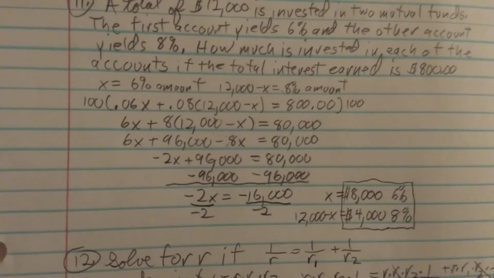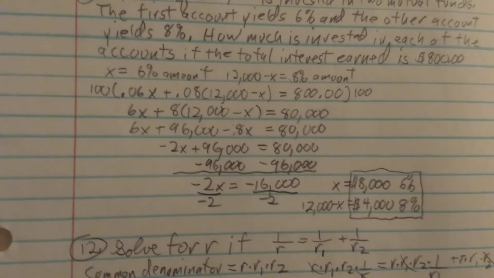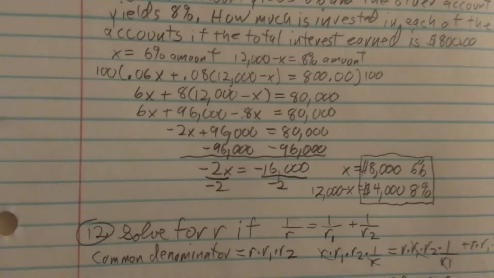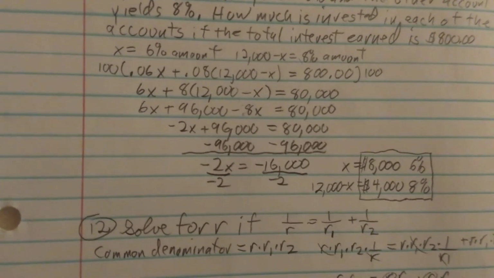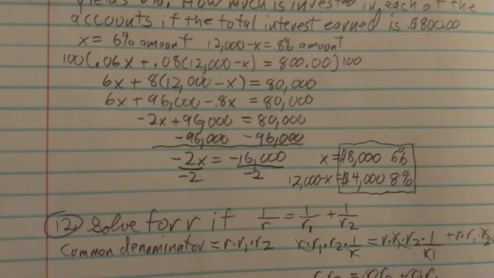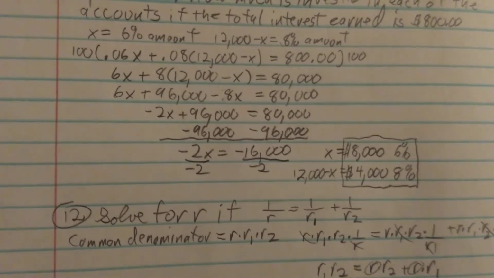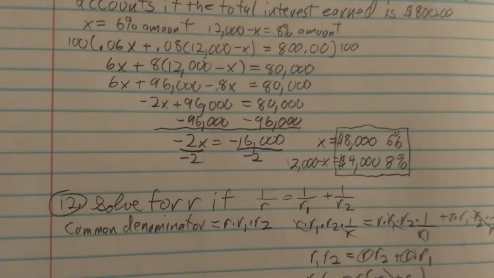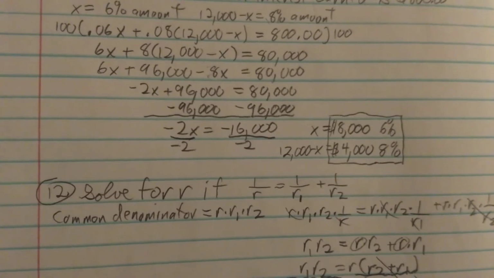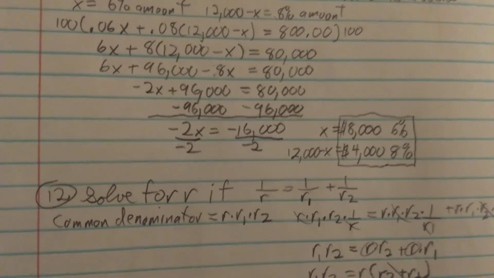Well, the 6% amount we're going to call x, and the 8% amount we're going to call what's left from the 12,000, or 12,000 minus x. So we start out with 0.06, 6%, x, plus 0.08 parentheses 12,000 minus x equals 800. Now to clear out the decimals, we multiply everything by 100, which shifts the decimals 2 places to the right.